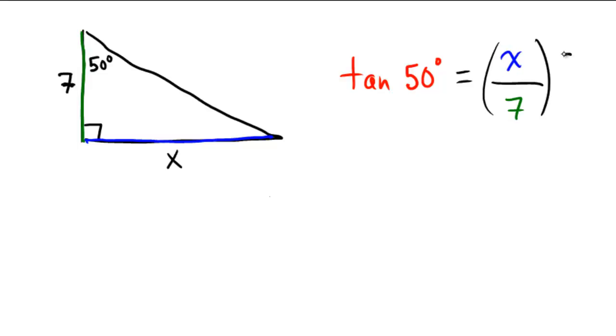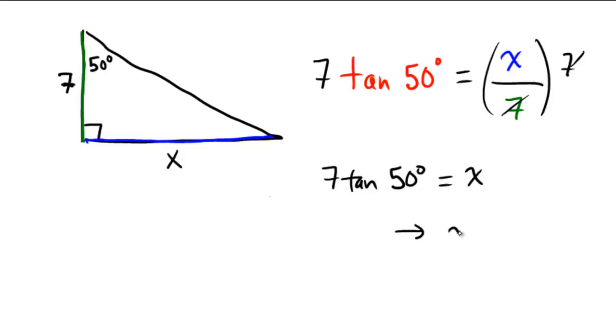So isolate the x. Let's multiply both sides by 7. 7 tangent 50 degrees equals x, and therefore x equals 7 tangent 50 degrees, and just bringing out the calculator tells me that this is, to the nearest hundredth, 8.34.